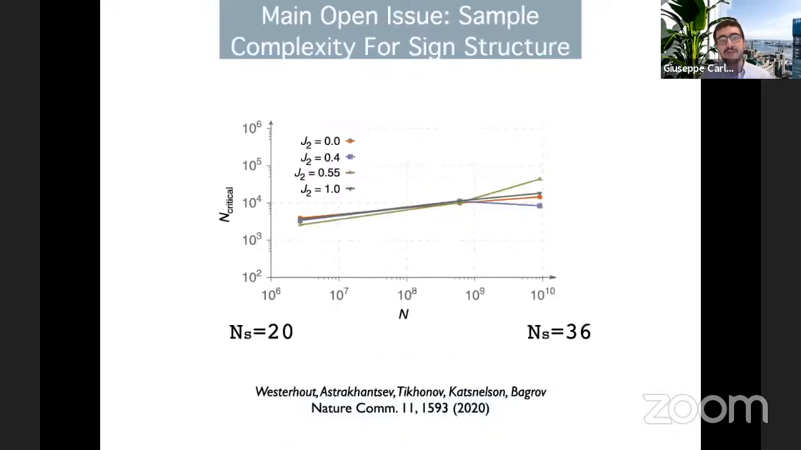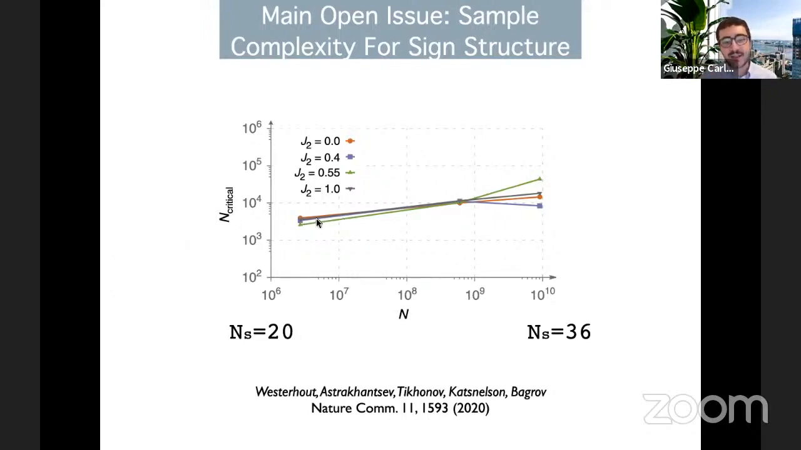Now, there is a main open issue in this field, which I will just briefly sketch here. The main issue is that when you are dealing with a model which has a complex sign structure, for example, a frustrated spin model, it happens, and this has been discussed in this paper, that you can have a large so-called sampling complexity. So the number of samples that you need to describe correctly the ground state can be relatively large as a function of the system size. Here they showed basically how many samples you need to get the ground state with some fixed fidelity or accuracy in your target wave function.